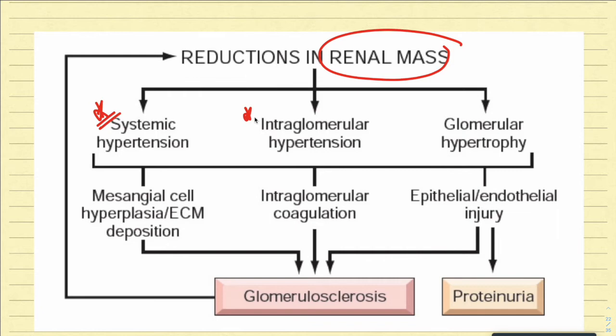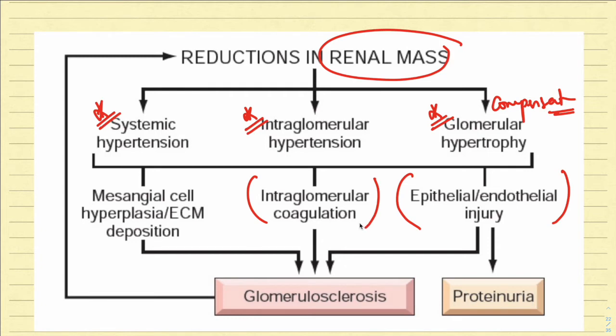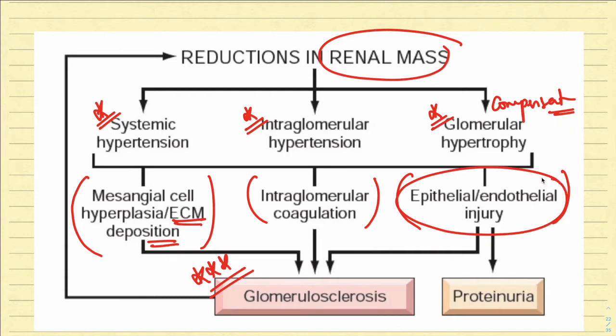There will be intraglomerular hypertension. There will be glomerular hypertrophy, that is a compensatory glomerular hypertrophy. Along with this, ultimately there will be endothelial and epithelial injury. Intraglomerular coagulation will also start, and there is mesangial cell hyperplasia along with extracellular matrix deposition, ultimately leading to glomerulosclerosis. And because of effacement of the podocyte foot processes, it will ultimately cause proteinuria as well.